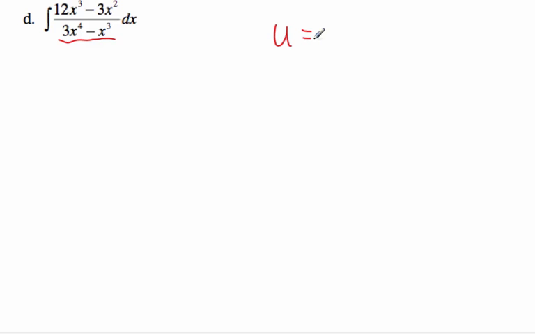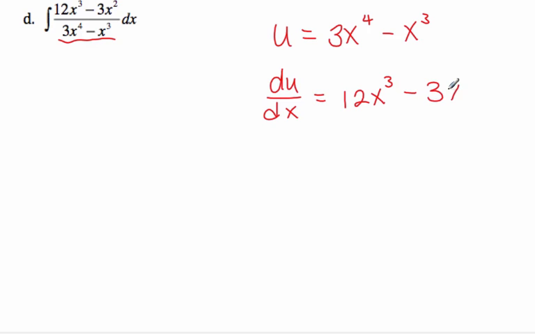So when you see an integral where the derivative of a function is somewhere inside, then we can use that. So u is going to be 3x to the fourth minus x cubed. And we take the derivative of u with respect to x, and you get the numerator, 12x cubed minus 3x squared. All right, and that's quite convenient. That's exactly the numerator. So then we know that du is just multiply both sides by dx.